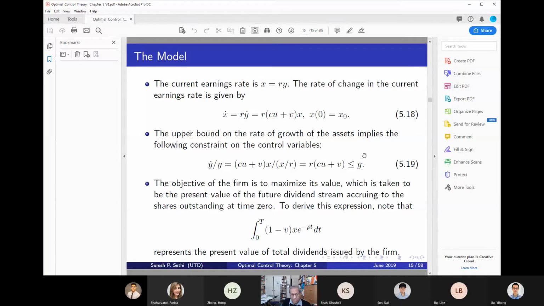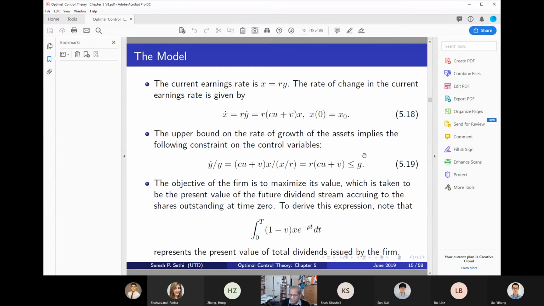Much later on, my friend Taxer and I rewrote this paper. Not rewrote, we generalized this paper to stochastic problems. And that came out in one of the very distinguished journals called Mathematical Finance. But we are not going to cover that.